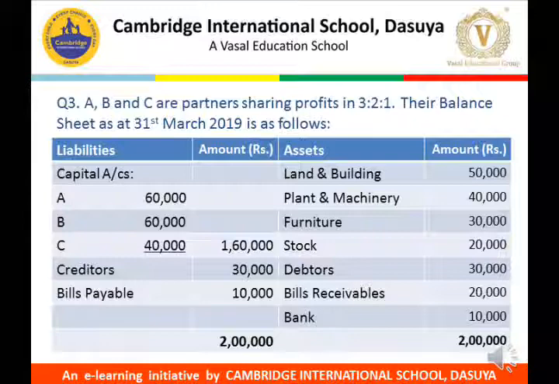Now, creditors are worth rupees 30,000, bills payable rupees 10,000, and the total of the liability side comes to rupees 2 lakh. On the asset side, land and building 50,000, plant and machinery 40,000, furniture 30,000, stock 20,000, debtors 30,000, bills receivable 20,000, bank rupees 10,000, which also totals rupees 2 lakh. The total of the balance sheet is rupees 2 lakh on both sides.